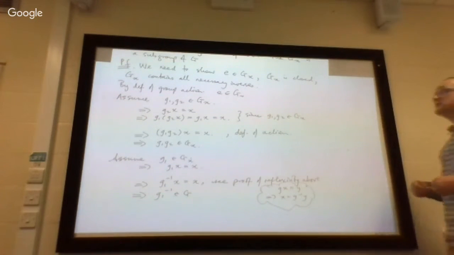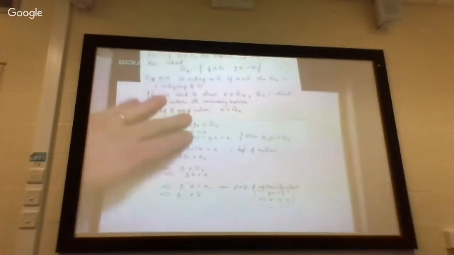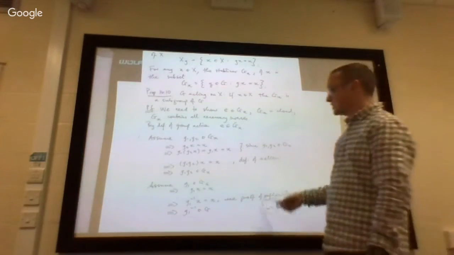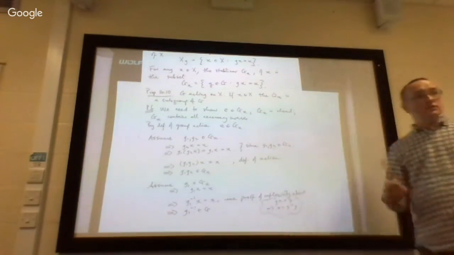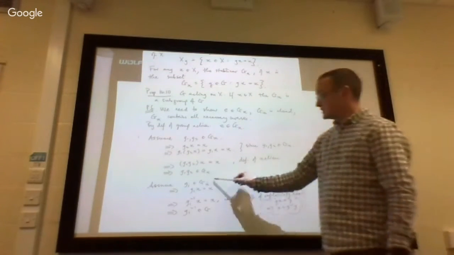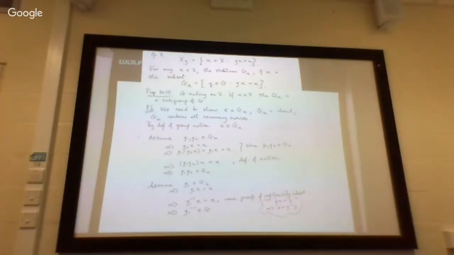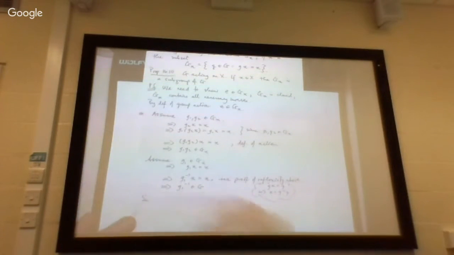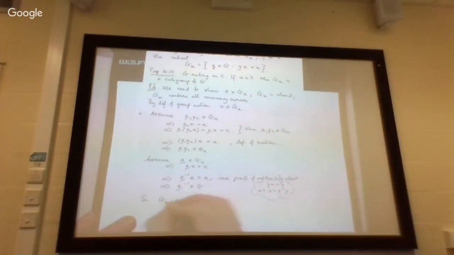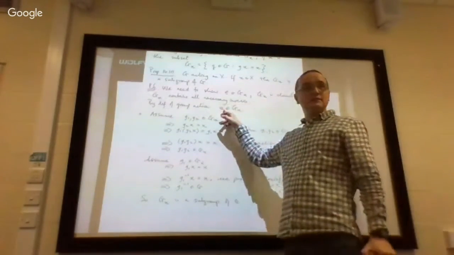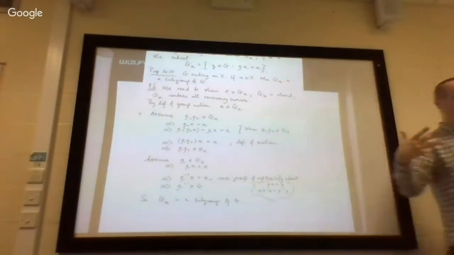So this stabilizer subset is acting exactly like a subgroup because it contains the identity, it's closed under the group operation, and it contains all the necessary inverses. If there's an element in the stabilizer, the inverse of that element is also in the stabilizer. So it's a subgroup. So for any little x, G sub x is a subgroup of G. Could be all of G, could be nothing but the identity, or it could be some intermediate proper subset.